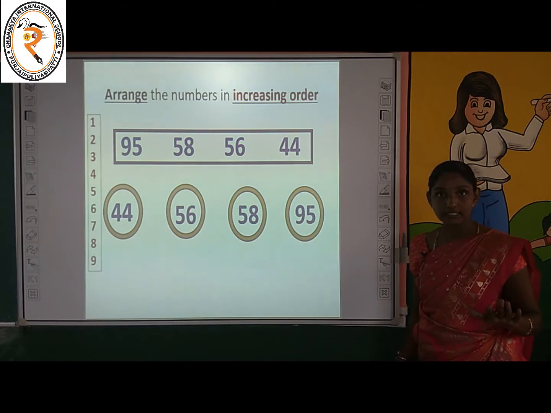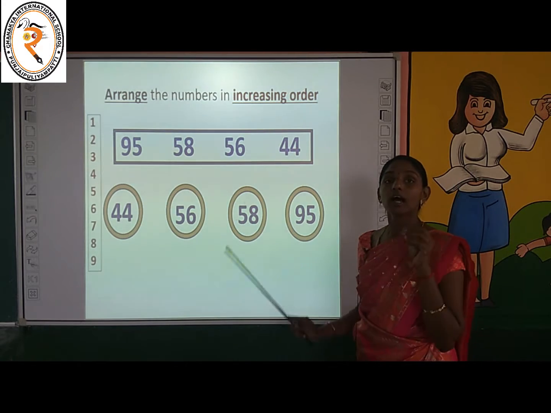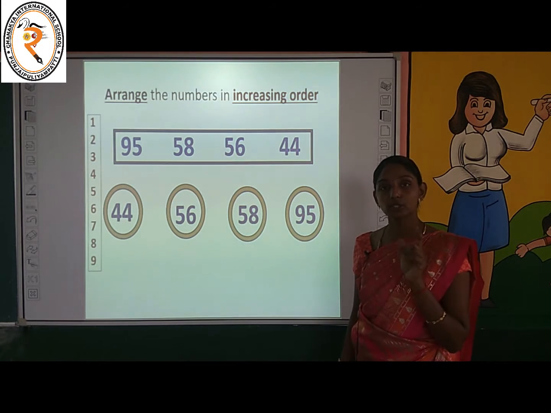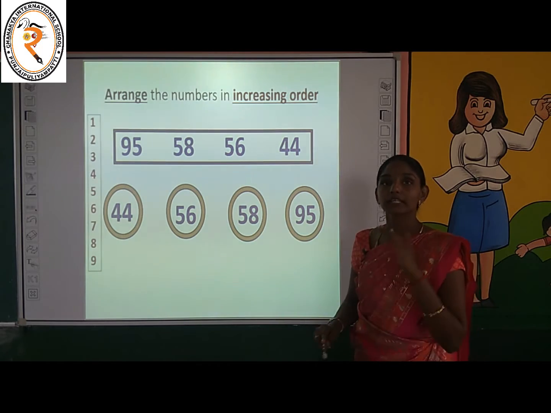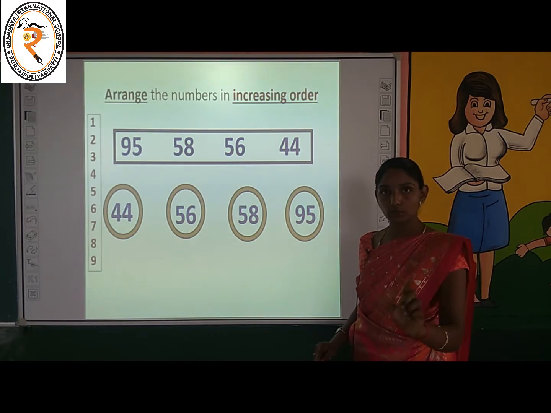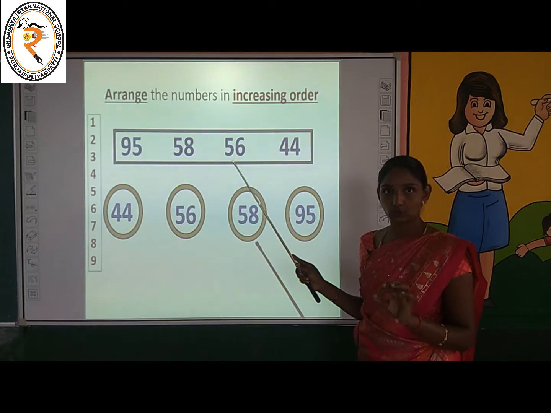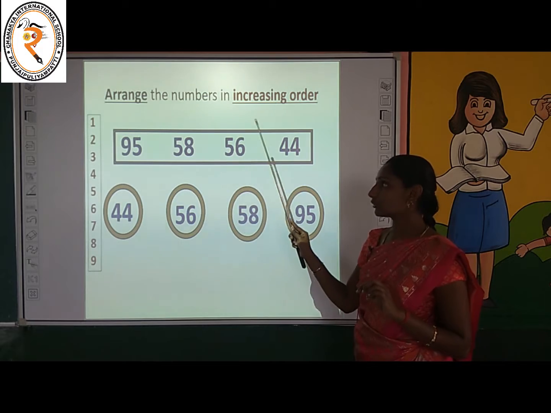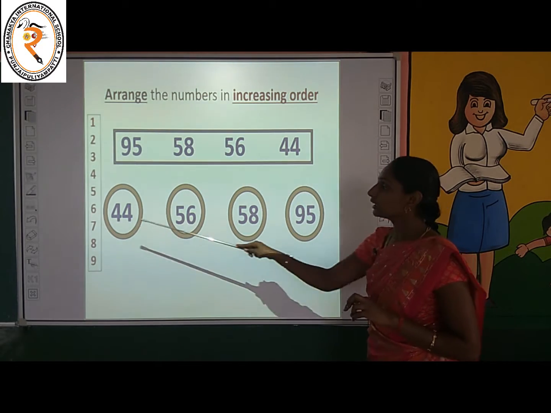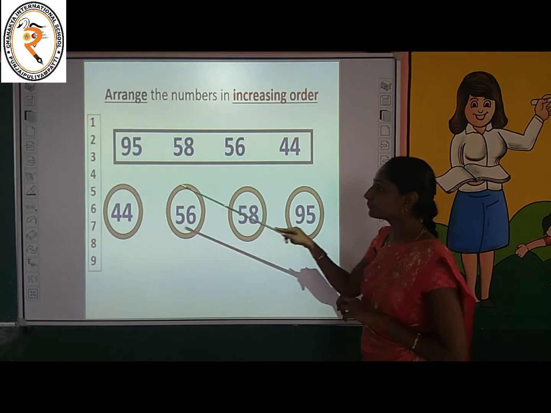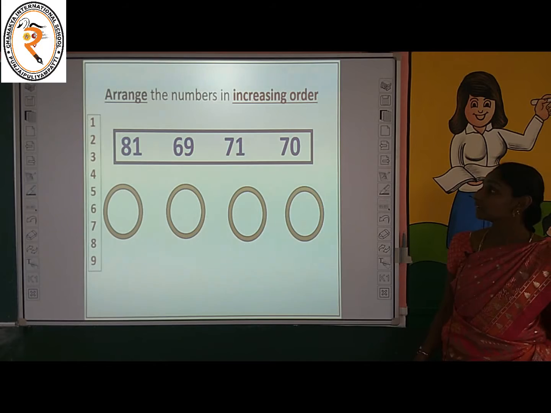Are you all clear with the steps? Yes. First look at the given numbers and then find what we have to find. We have to find the smallest number by comparing the numbers. First you have to see all the digits in the tens place. Then we have to compare one by one and write the smallest. Now we are arranging the numbers from smallest to biggest. Is it clear? Yes. Next example.